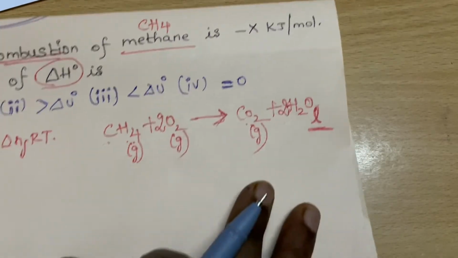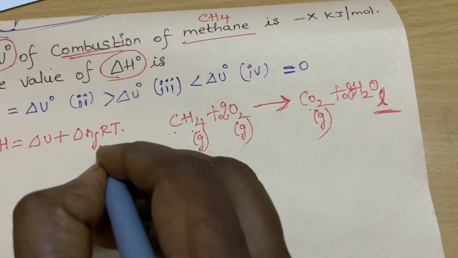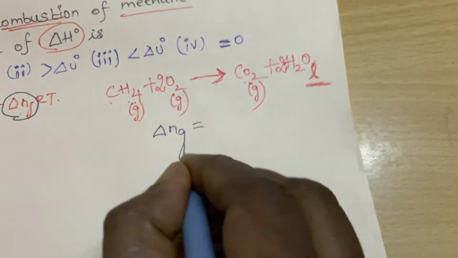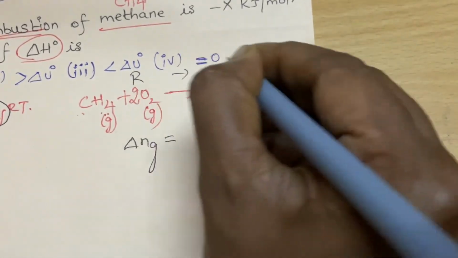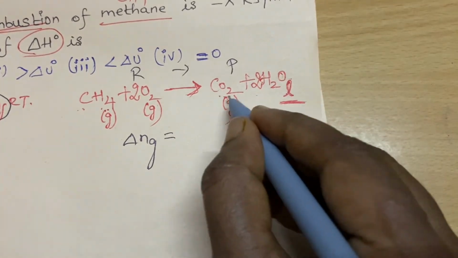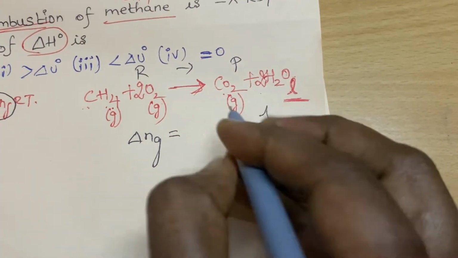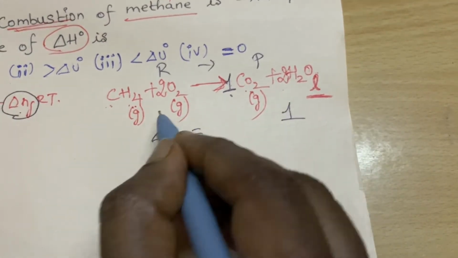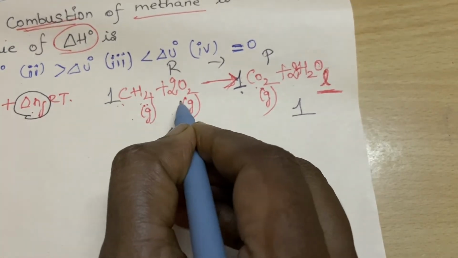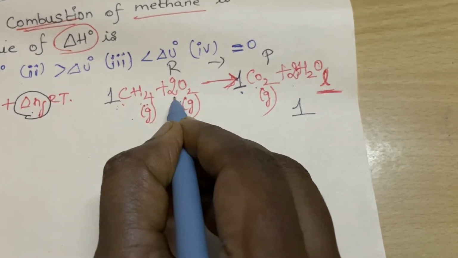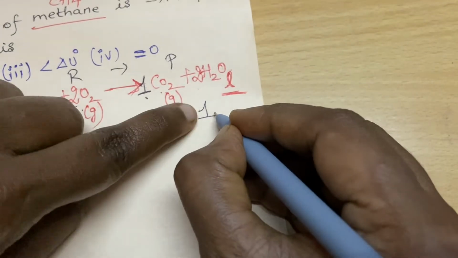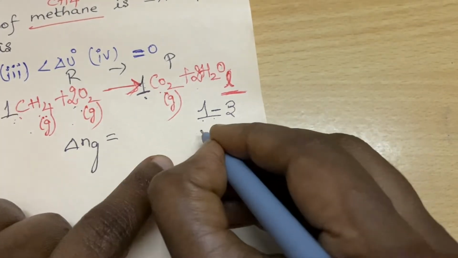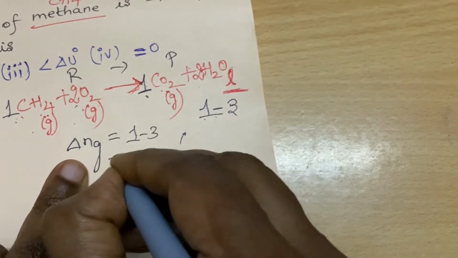Now since you have to use this equation, you need to know this term. Your del Ng, what I said, del Ng is the number of gaseous products minus number of gaseous reactants. How many gaseous products are there? There is only one. You have to see the stoichiometric coefficient here. This is 1, and here this is also a gaseous molecule, this is also a gaseous molecule. 1 plus 2 is what? 3. Number of gaseous products is 1, gaseous reactants are 3 here. So the del Ng value 1 minus 3 is minus 2.